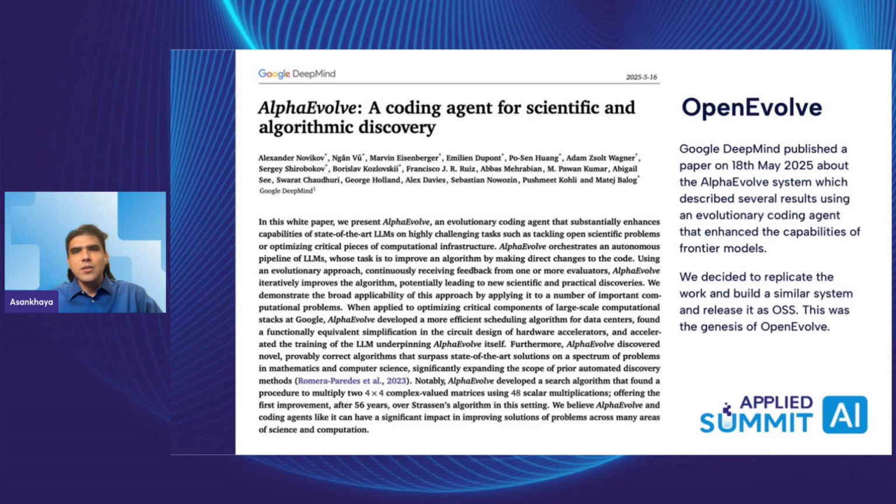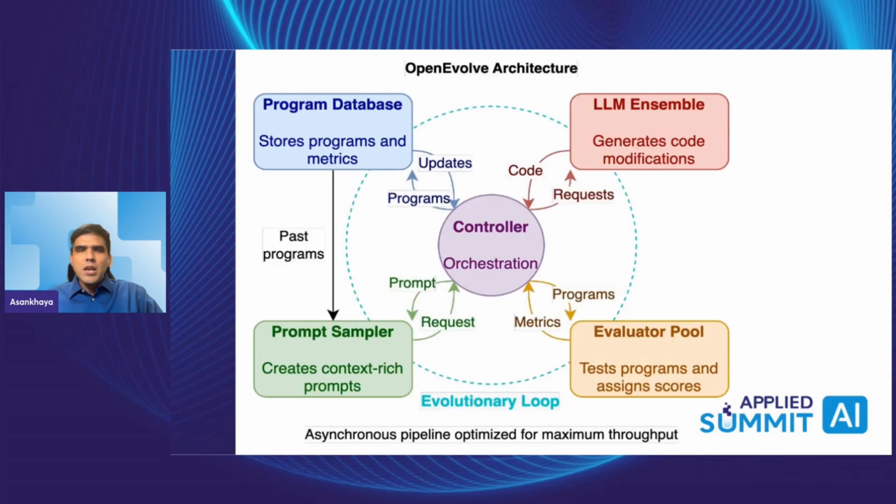So with that in mind, I actually decided to do a replication of the system because AlphaEvolve was not available and still not available till date. And we decided to build a similar system and release it to open source. So that was the genesis behind creating OpenEvolve. We wanted to stick, in terms of the architecture, to the spirit of what was described by DeepMind in their paper. So the architecture of OpenEvolve is very simple.